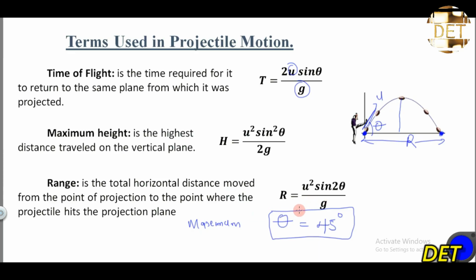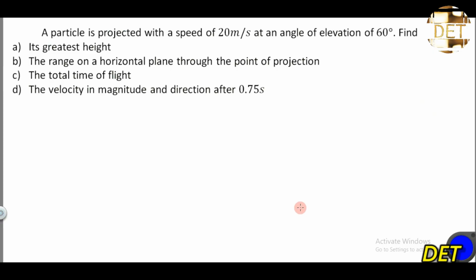So having known this, let's look at the first question. A particle is projected with a speed of 20 meters per second at an angle of elevation of 60 degrees. Find A, its greatest height; B, the range on the horizontal plane through the point of projection; C, the total time of flight; and D, the velocity in magnitude and direction after 0.75 seconds. The first thing I would want to do is to feature the parameters that are given in this question.